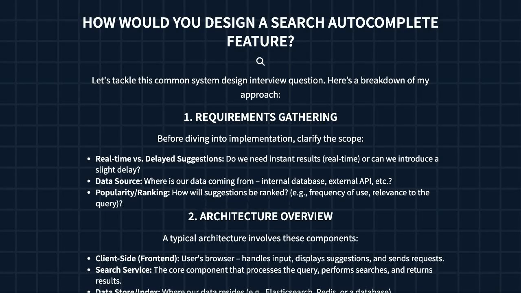Okay, let's think about designing a search autocomplete feature. First, it's crucial to really understand the requirements. Are we looking for instant results, or can we tolerate a little delay? And where is our data coming from? We'll need a front-end to handle user input and display suggestions, a back-end service that processes searches, and of course, a place to store our data, like Elasticsearch or Redis. Scalability and latency are huge considerations, so we'll want to think about how to handle lots of users and keep those response times really fast.